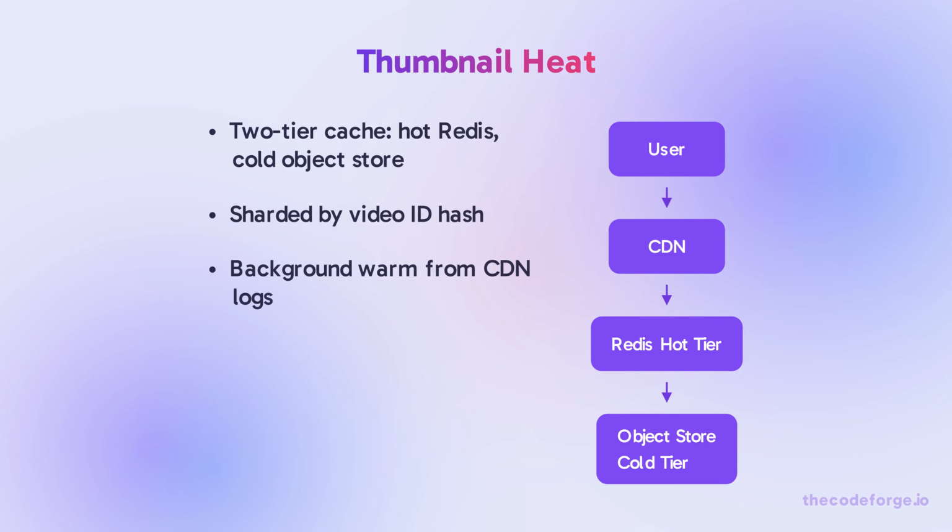Thumbnails are the silent killer. Every video load triggers 4.8 thumbnail requests. YouTube splits thumbnails into a hot tier in Redis for the top 1% of videos and a cold tier in Object Store. On miss, a background job warms the cache from Content Delivery Network access logs. This cuts P99 latency from 200 ms to 8 ms.